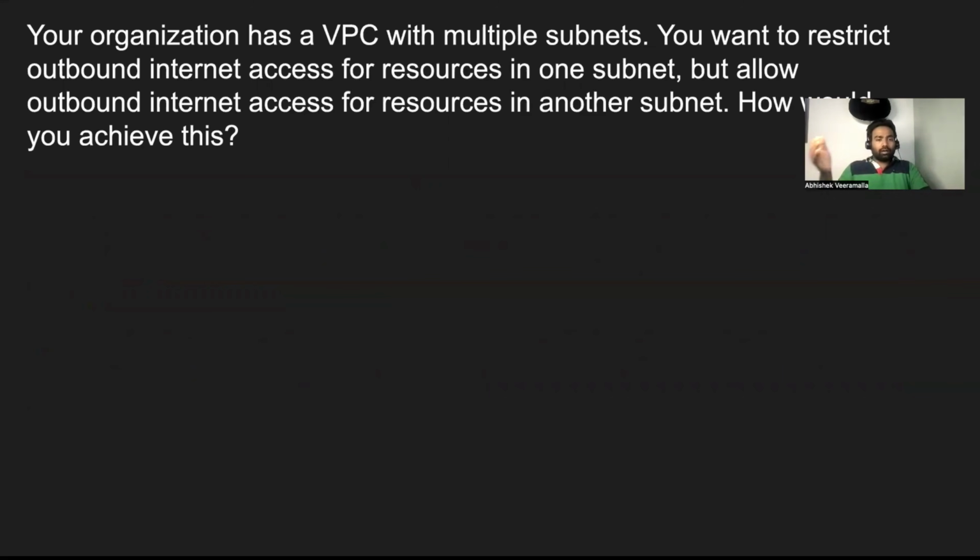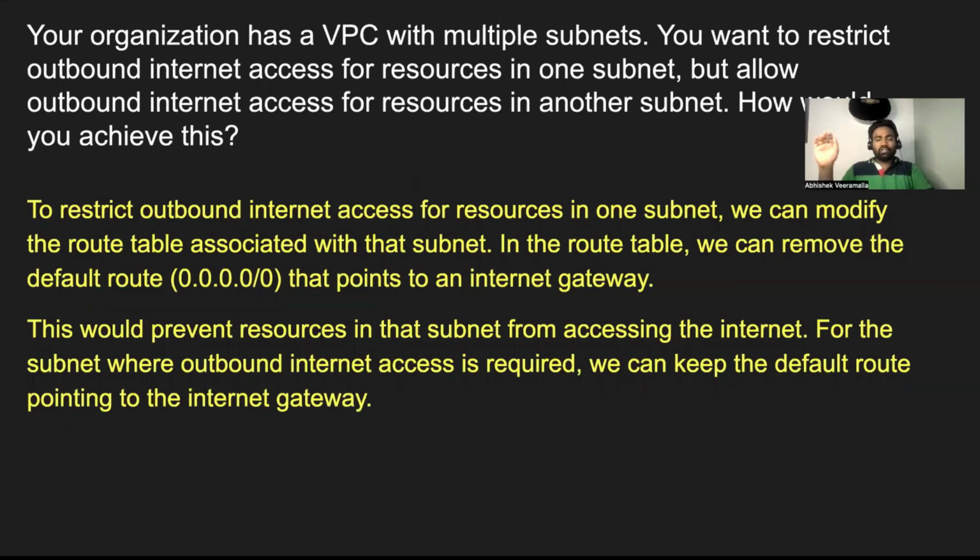You want to restrict outbound internet access for resources in one subnet, but allow outbound internet access for resources in another subnet. How would you achieve this? Okay, so this is a very good question because there are multiple ways to answer this, right? If you know about the concept of security groups, for each instance, you can restrict the outbound access, right?